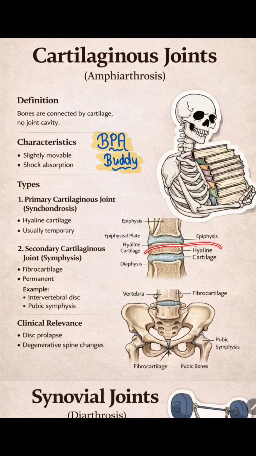Here you can see the hyaline cartilage, this is the epiphyseal plate, this is the diaphysis, and here we can see the fibrocartilage between the pubic bones at the pubic symphysis. Here we can see fibrocartilage. The clinical relevance for this is disc prolapse and degenerative spine changes.